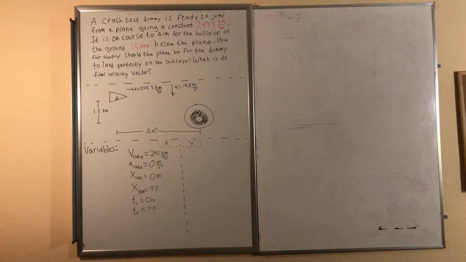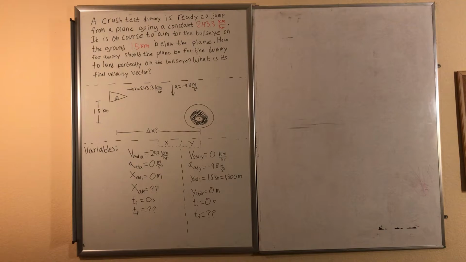For y, the crash test dummy has a velocity CTD initial of y equals 0 kilometers per hour, and an acceleration CTD of y equals a negative 9.8 meters per second squared. The y CTD initial equals 1.5 kilometers, or just 1,500 meters. The y CTD final equals 0 meters. The time initial is again 0 seconds, and time final is unknown. With all the variables written, we can start looking at equations to use.